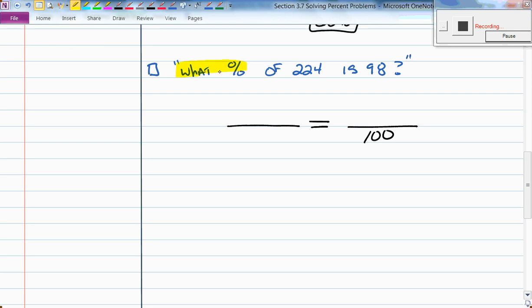Now look at this phrase here. It says, what percent? So where does my variable go? Above the 100. Very good. Now this part says, of 224. Where does the of go? The 224, bottom, yeah, you got it. 224. And then this last one says, is 98. Where's that part going to go? Top right. There we go.